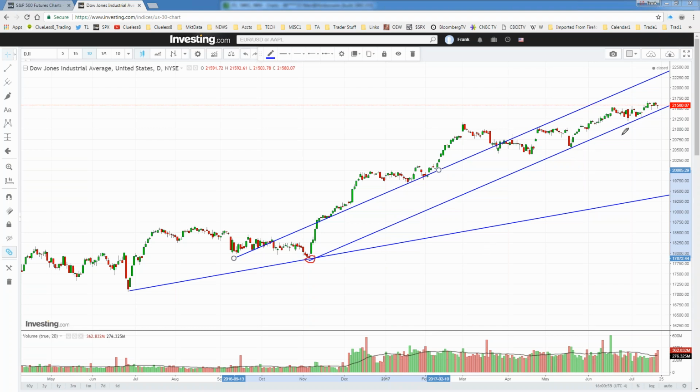So you have an intermediate channel here, which moves you up to the 22,400 level. Multiple contact points. One cluster here. Not perfect, but good enough to draw a technical line. And look how the market does it, like unbelievable. Kisses it, bounces. Upper end of the channel is this. You don't need to be a rocket scientist to draw this. Trust me.